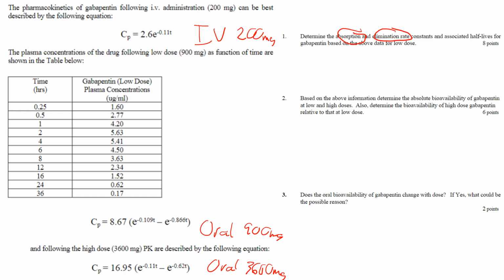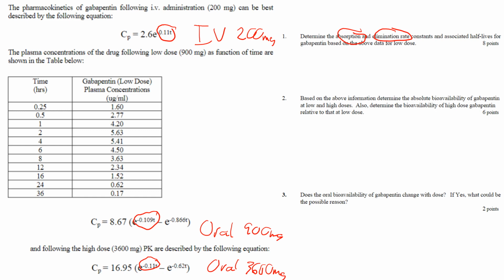So the elimination rate constant should be the same for all of these. In the IV, it's negative 0.11. In the 3,600, it's negative 0.11. And even though it's not exactly the same in the low dose oral, it's close enough. It's negative 0.109, so we're just going to say it's negative 0.11.